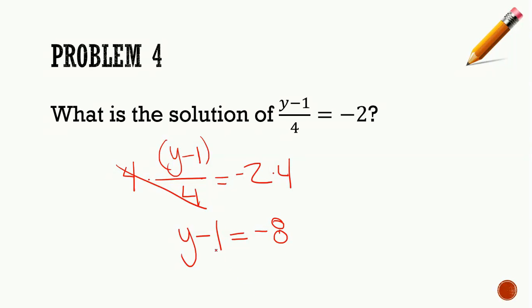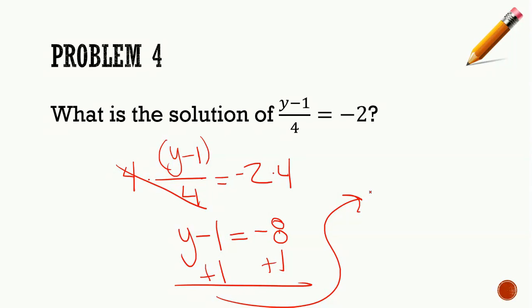Now I have to undo subtraction. To undo subtraction, we're going to use addition. So I'm going to put an arrow here, going up. The ones are going to cancel, so we're left with y. Negative 8 plus 1, that is negative 7. So y equals negative 7 is my final answer. And that checks out if you plug it in. I get negative 8 on top, divided by 4. Well, that's negative 2.